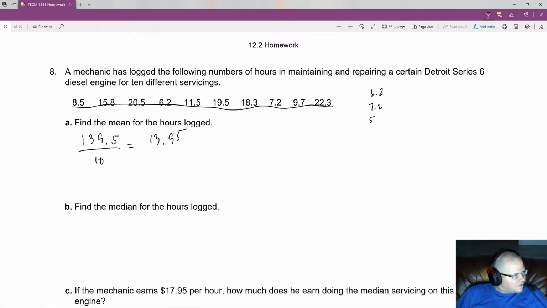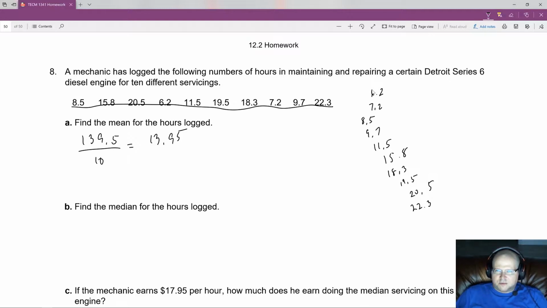7.2, 8.5, 9.7, 11.5, 15.8, 18.3, 19.5, 20.5, and then finally 22.3. That's 1, 2, 3, 4, 5, 6, 7, 8, 9, 10 numbers.